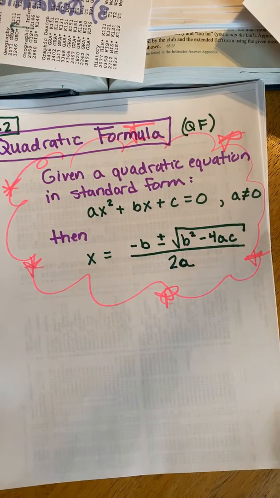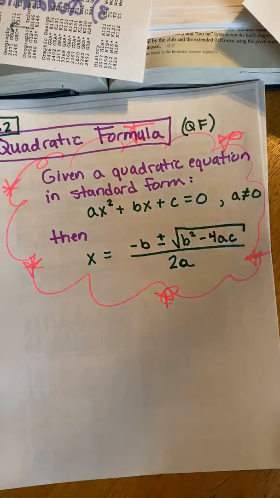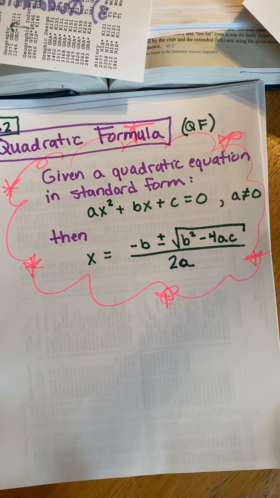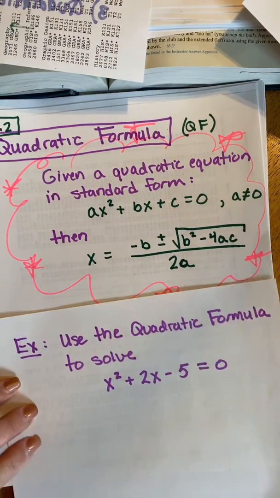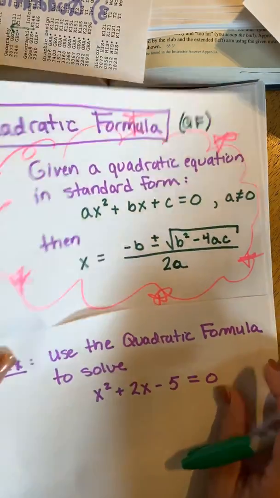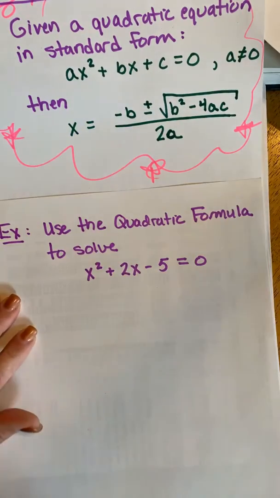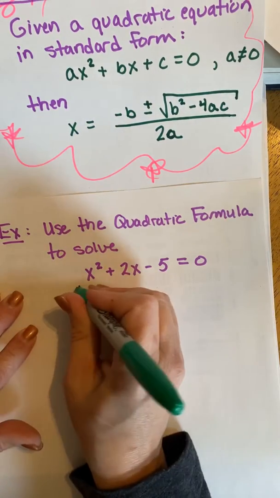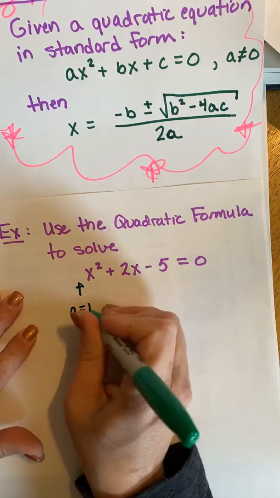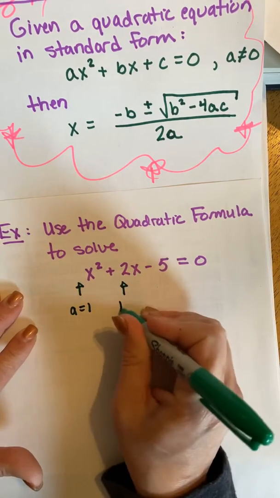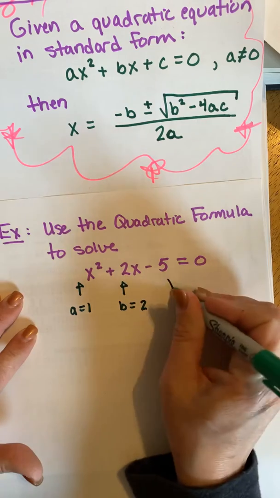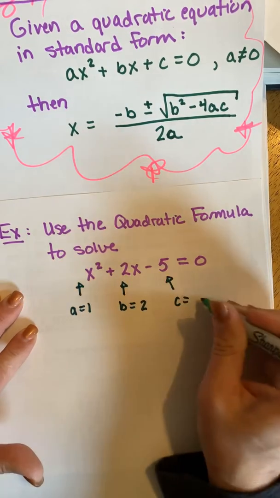So now let's use this equation to solve quadratic equations. We're going to use the quadratic formula to solve x squared plus 2x minus 5 equals 0. First thing to identify is the coefficients. A is what's in front of x squared. B is the coefficient in front of the x term. And C is the constant dangling on the end.